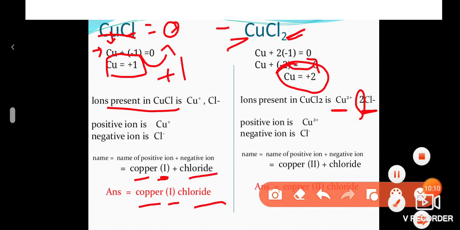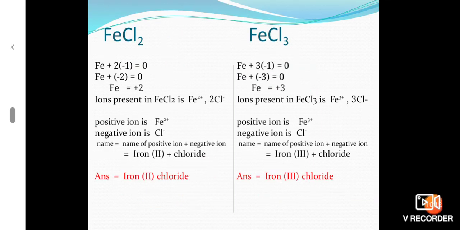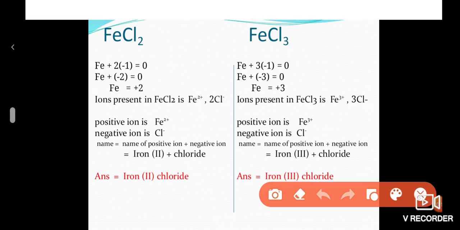Like that, iron also. Here, iron chloride, FeCl2. We know that iron can exist in the form of 2 and 3 valency. First we have to find out what is the valency of iron in a molecule. Okay. First step, FeCl2. First we identify what is the valency of iron here. Okay.